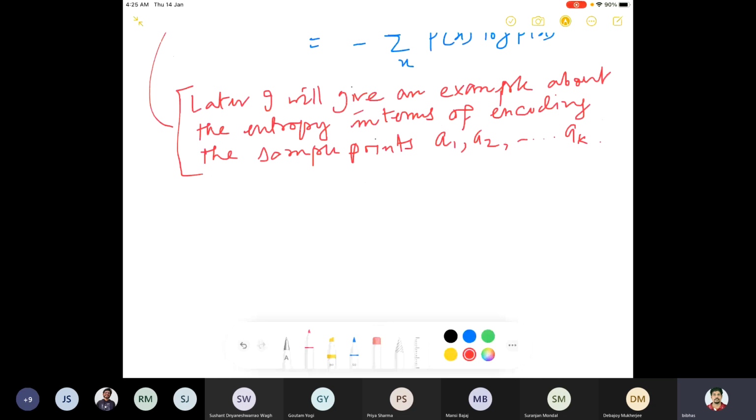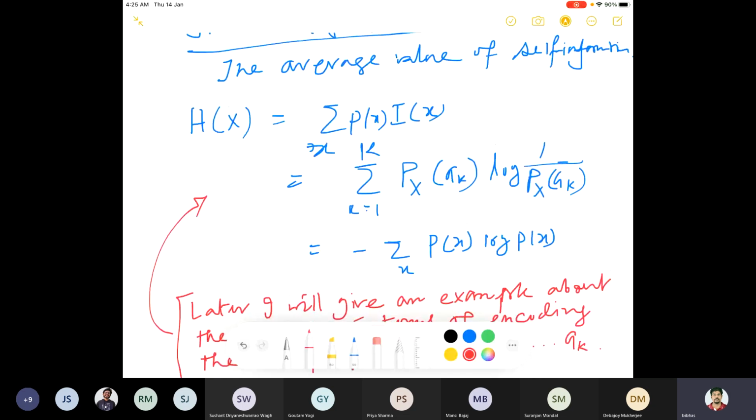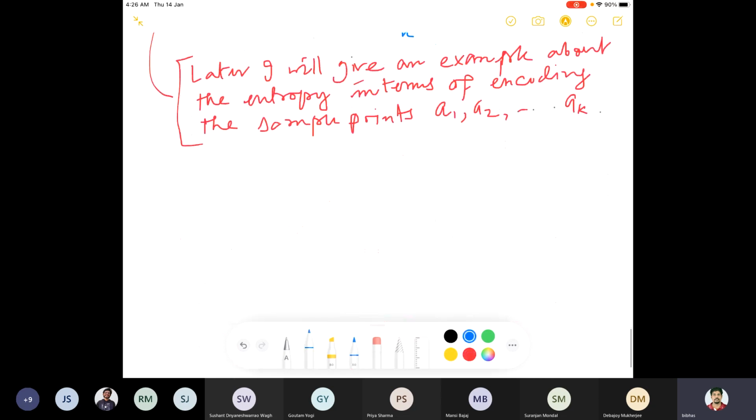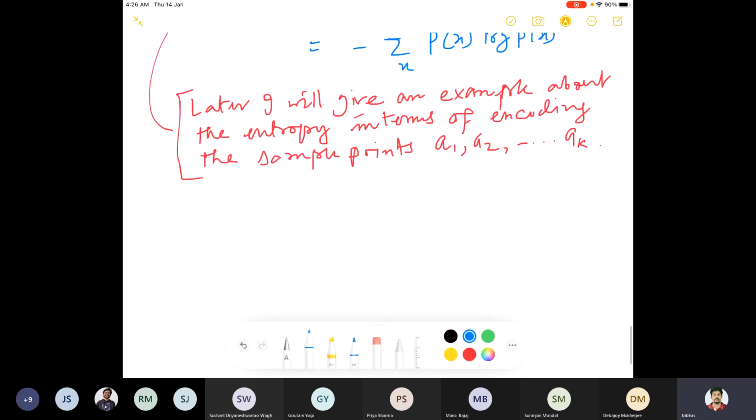Okay. Now, since we have defined this entropy, we can also define entropy for self information, because you can think of this entropy as a random variable. So we can define each of these, and then we can have another definition.